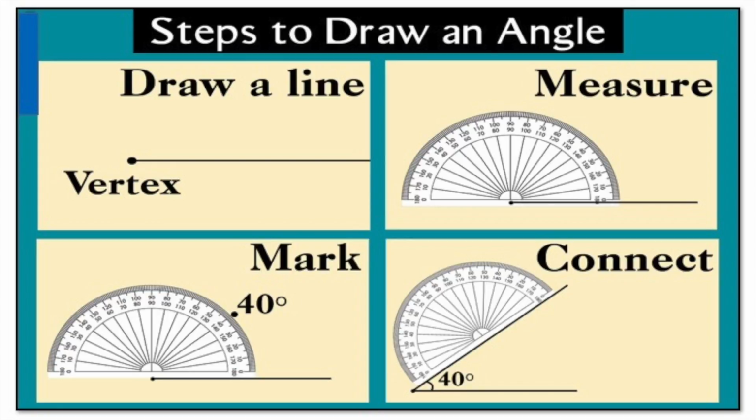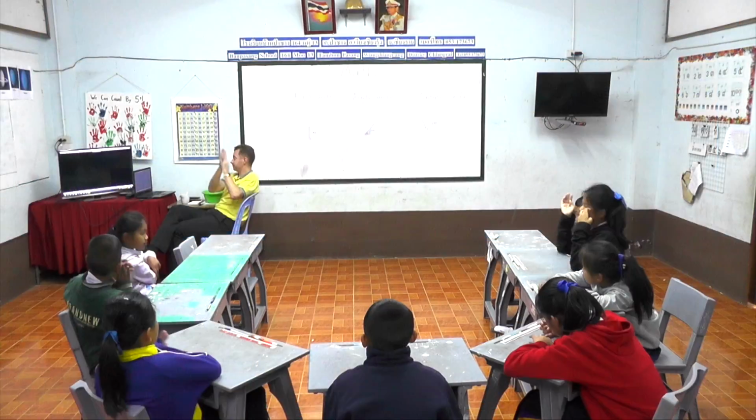Now, is 40 degrees acute or obtuse? Well done. Yes, anything less than 90 is an acute angle. Any questions, guys? That was brilliant. Well done.